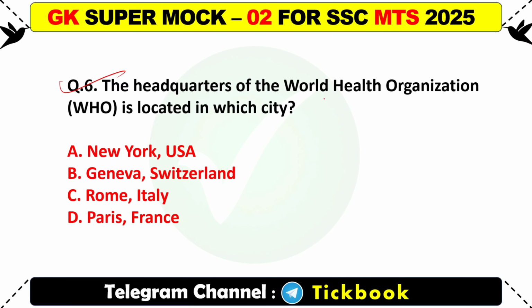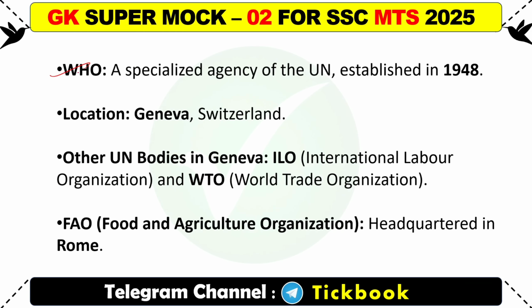6. The headquarters of the World Health Organization is located in which city? Option number B, Geneva, Switzerland. WHO, a specialized agency of the UN, established in 1948. Location, Geneva, Switzerland. Other UN bodies in Geneva such as ILO, International Labour Organization, and WTO, World Trade Organization. FAO, Food and Agriculture Organization, is headquartered in Rome, Italy.